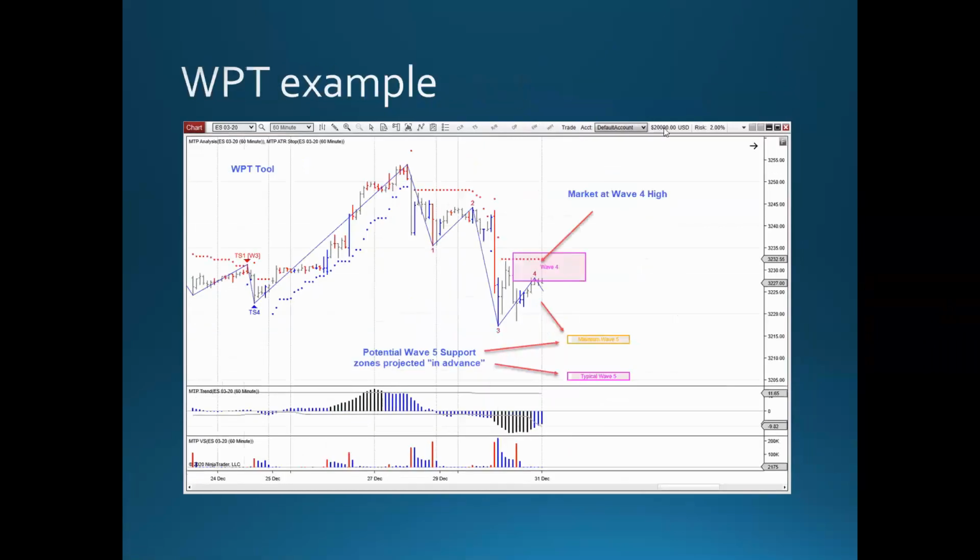You can also project levels in advance. So here, just going back a stage on that pattern, if you're at a wave 4, you can then use the tool to anticipate, I say anticipate, not expect, where the next support levels or resistance levels, if you're going up, can come to. So this is probably a bit more of an advanced tool that not many of you will use, but I just want to show it's in the software.